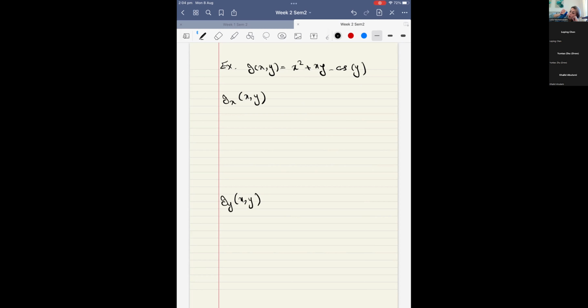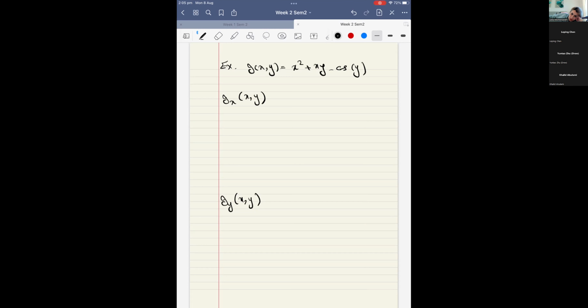So g_x is 2x and g_y is sine y. Just be careful, you have an x, y as well. For g of x, keep y constant, but you have an x before the y as well. So it's 2x plus 1.